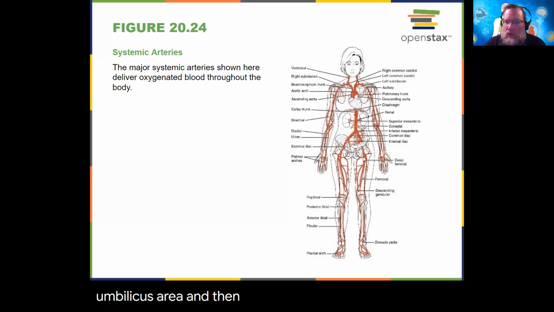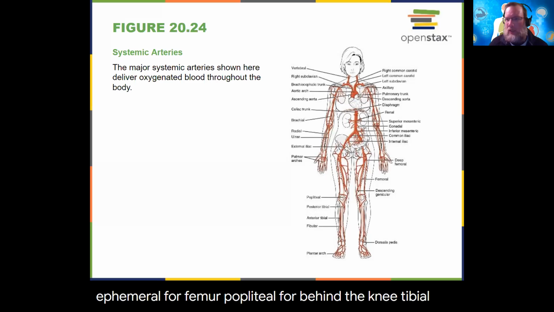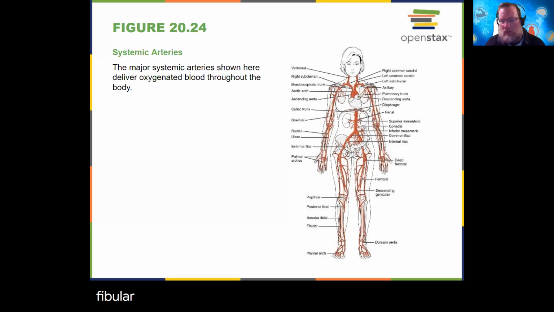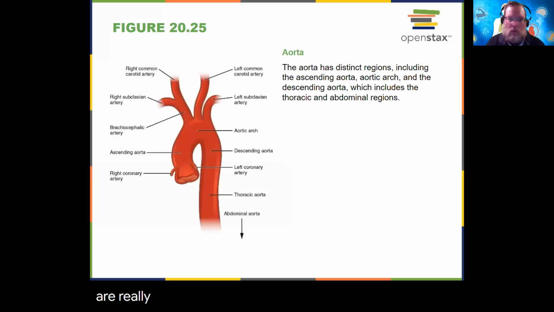And then we do see, again, the names just continue. So you're going to have the iliac arteries. You're going to have inguinal for groin. You're going to have femoral for femur, popliteal for behind the knee, tibial, fibular. Okay, so again, artery names, I think for the most part, are really straightforward.